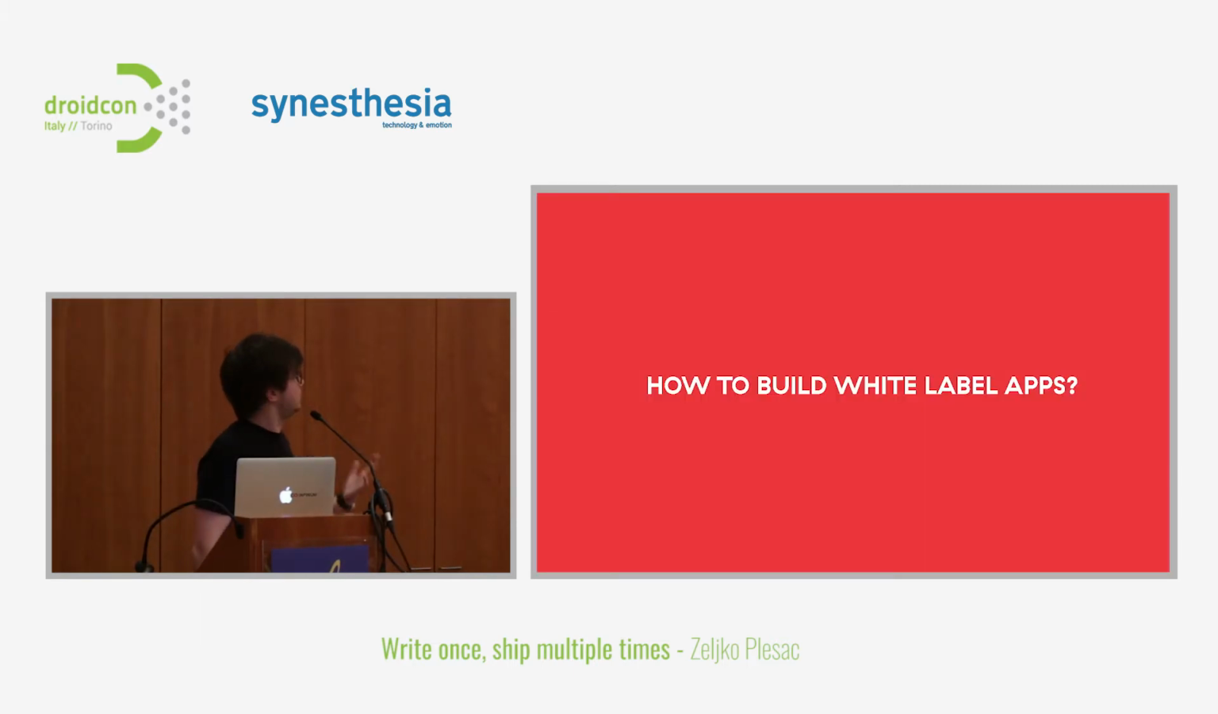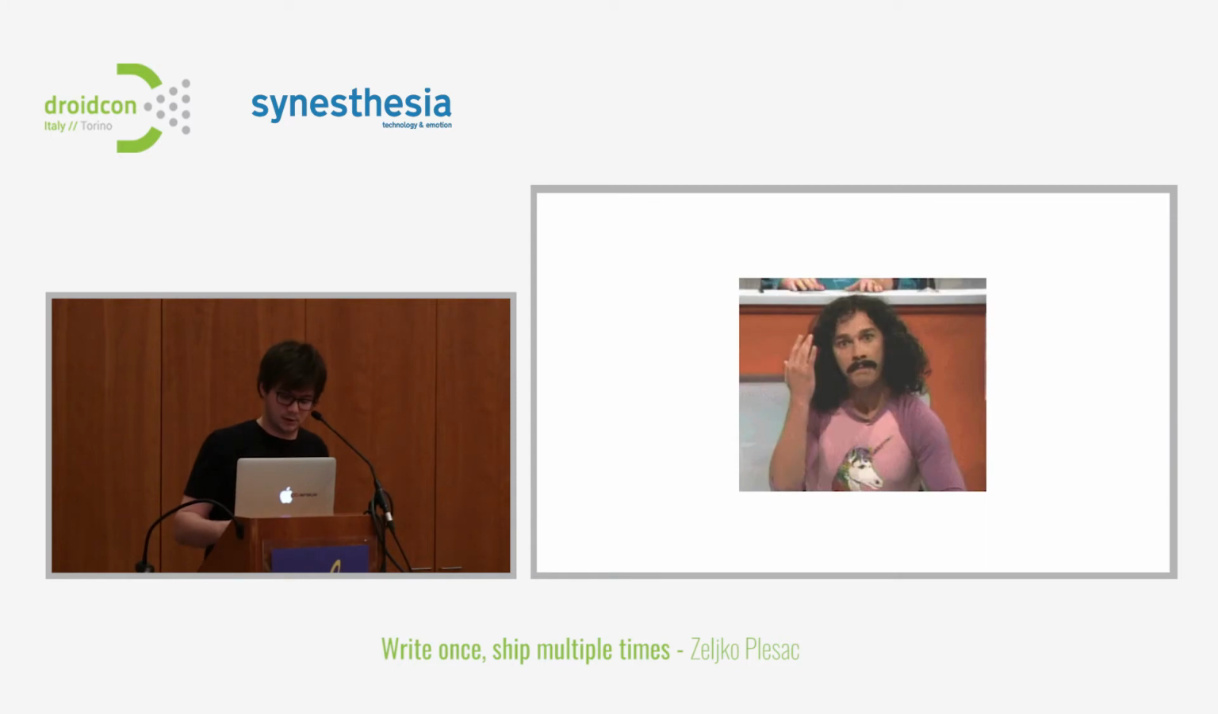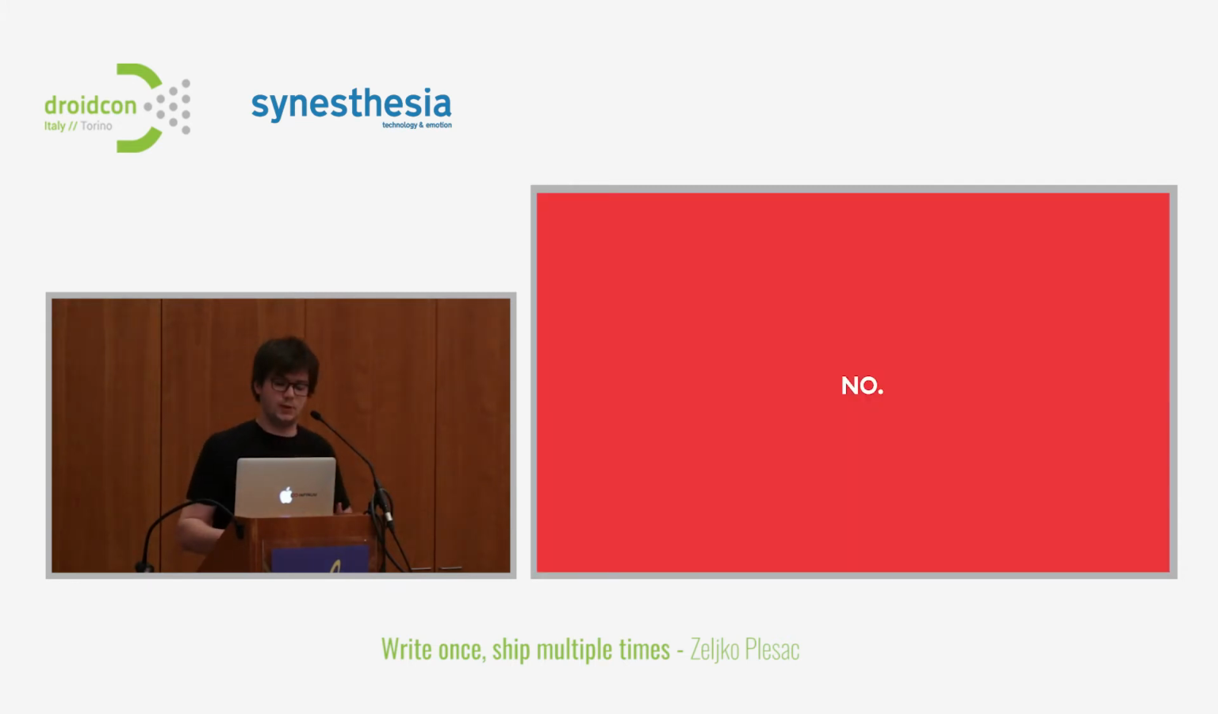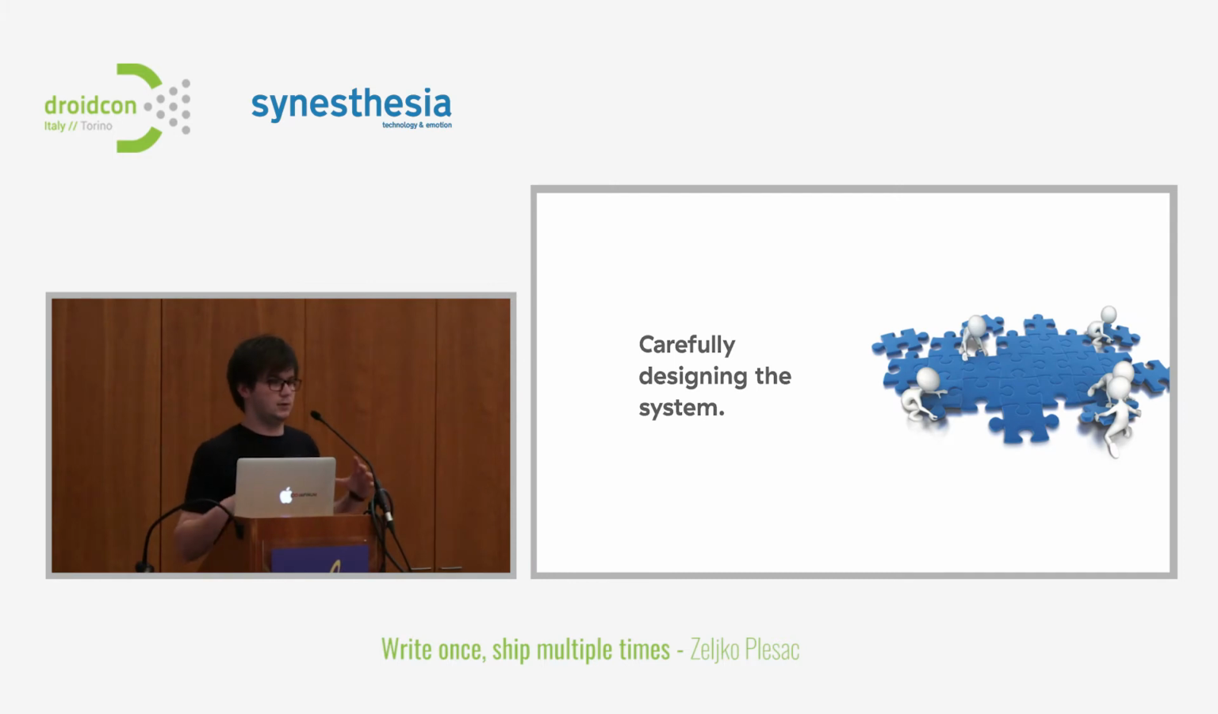So the question is how to build white label apps, and we will try to answer it in the next couple of minutes. Up to a few years ago, the answer was quite simple. It was pure magic, because we didn't have the necessary tools for building those kinds of systems. But everything changed when MVP became, let's say, a standard Android architecture, when we got Dagger, tests, and stuff like that. So today, the answer to that question is that you just have to carefully design the whole system component by component.